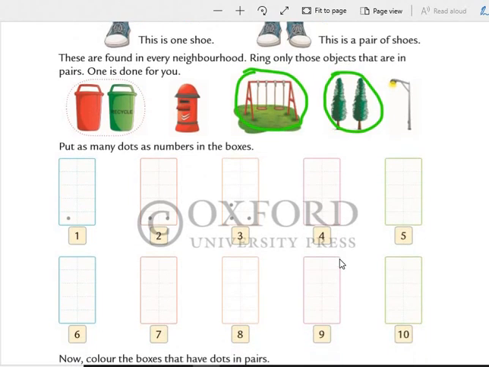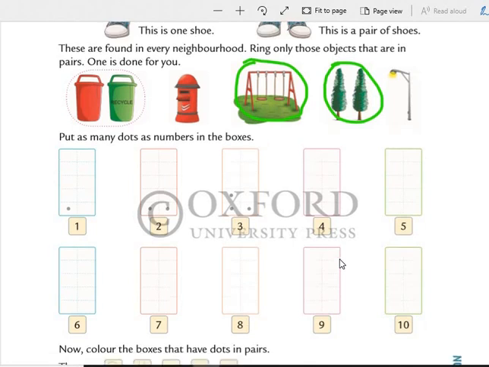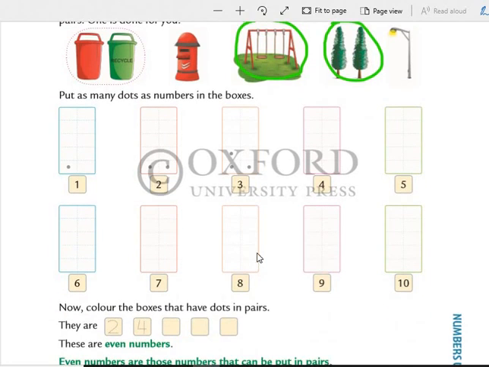Now to go on, there are some more exercises where you can find out whether numbers are odd or even. Look at these boxes. Put as many dots as the numbers in the boxes given down here. First one is number 1, there is only one dot, so there is no one more dot to make the pair. There are 2 dots. Now you can make a perfect pair here. 3 dots, there is one dot left without a pair. Now 4, here you have to draw the dots. 2, 3, 4. Clearly it makes a perfect pair of 2.